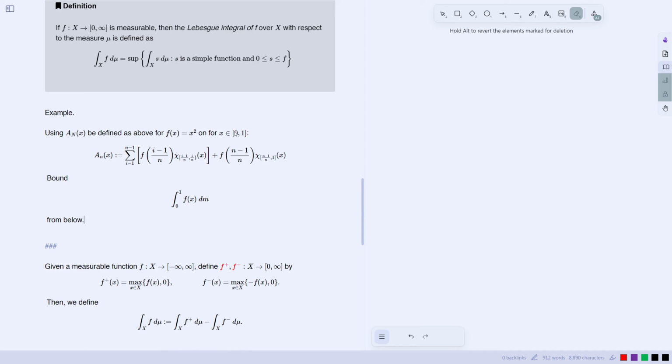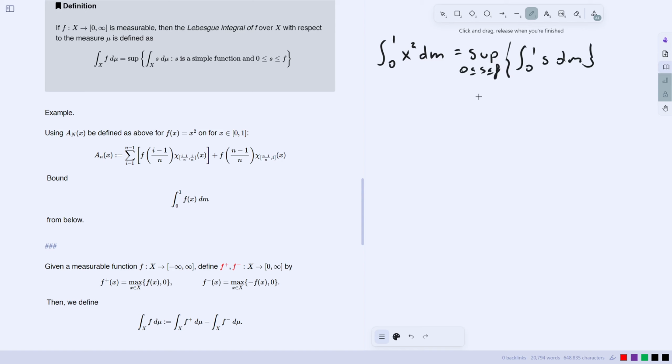Okay. And you're like, well, how am I even going to do this? Okay. Well, what is this? This is a supremum, right? This is a Lebesgue integral with respect to the Lebesgue measure. Okay. Integral from 0 to 1 of x squared with respect to the Lebesgue measure. This is a supremum of integrals of simple functions between 0 and f. Okay.